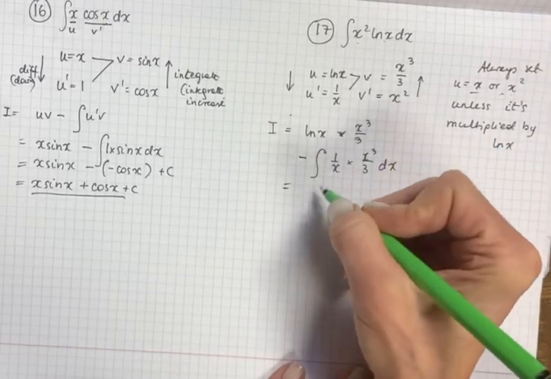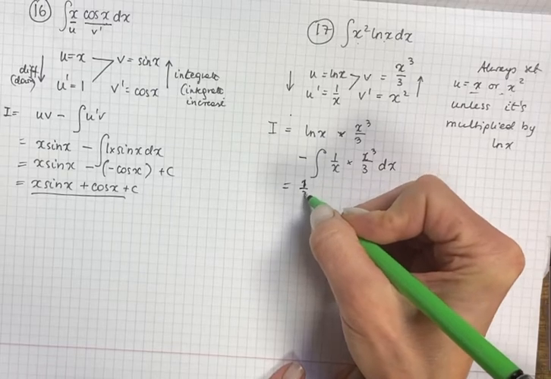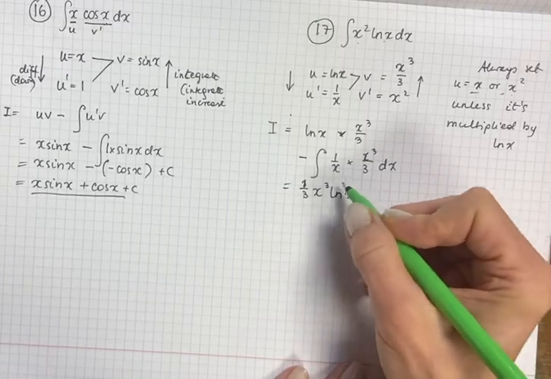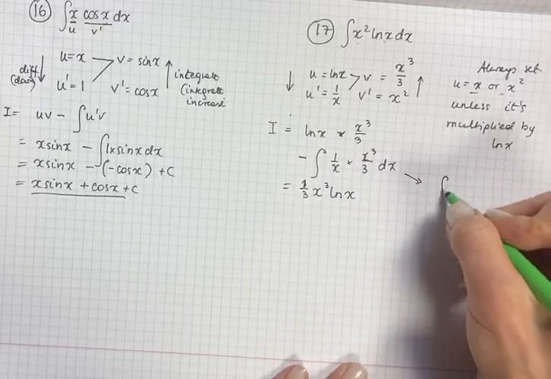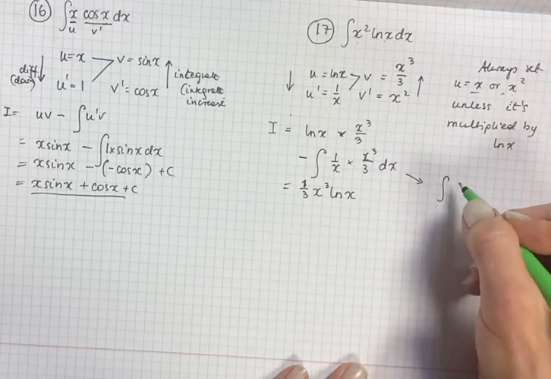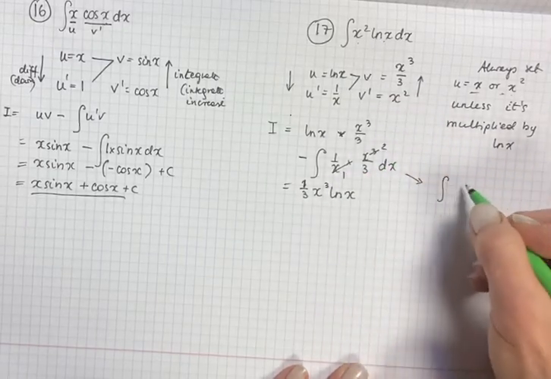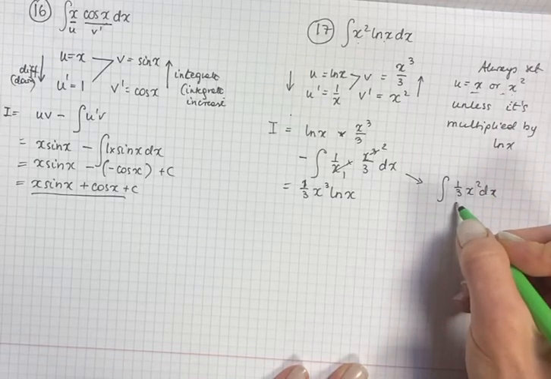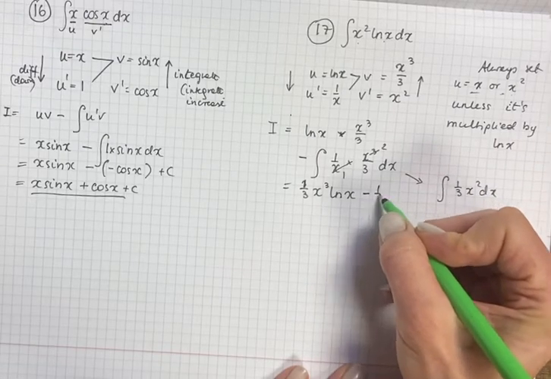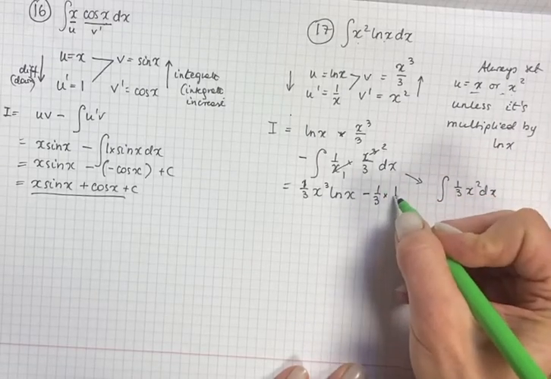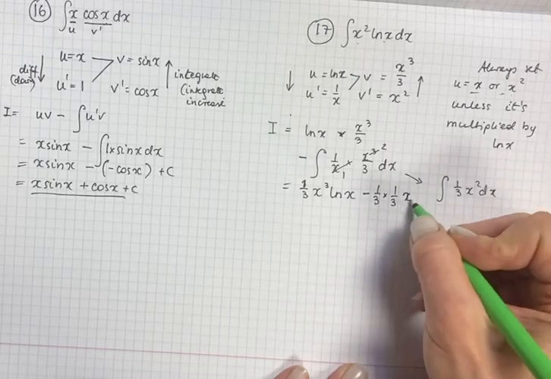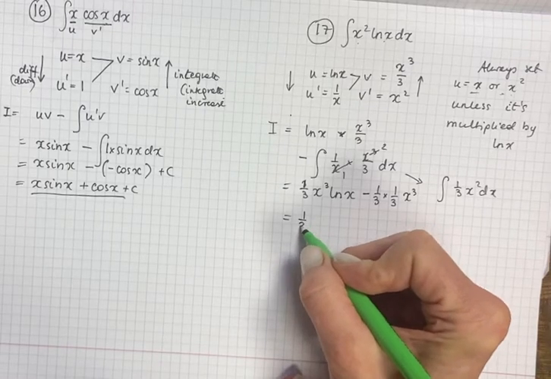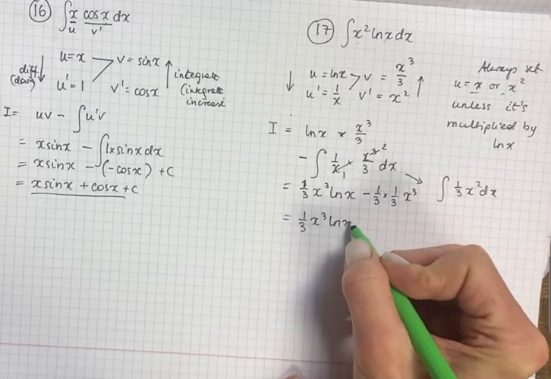So this one becomes, let's put 1/3 x cubed ln x. Ln x looks better at the back. And this one, we've got to do the integral of 1/3 of x to the power of 2. So it's 1/3 of x to the power of 2. And so that's add 1 to the power, divide by that power. So it's minus 1/3 already here, and then another third because we'll be dividing by 3, x to the power of 3. Okay, so you could leave your answer like this, that's perfectly fine.